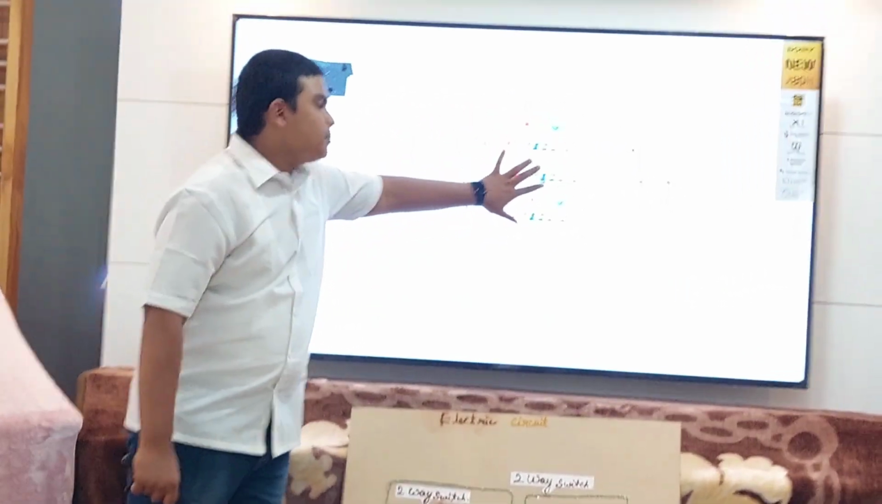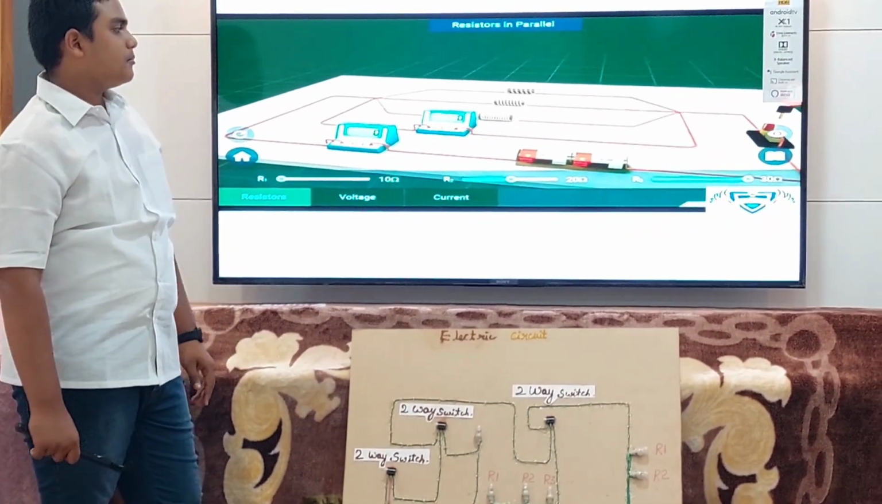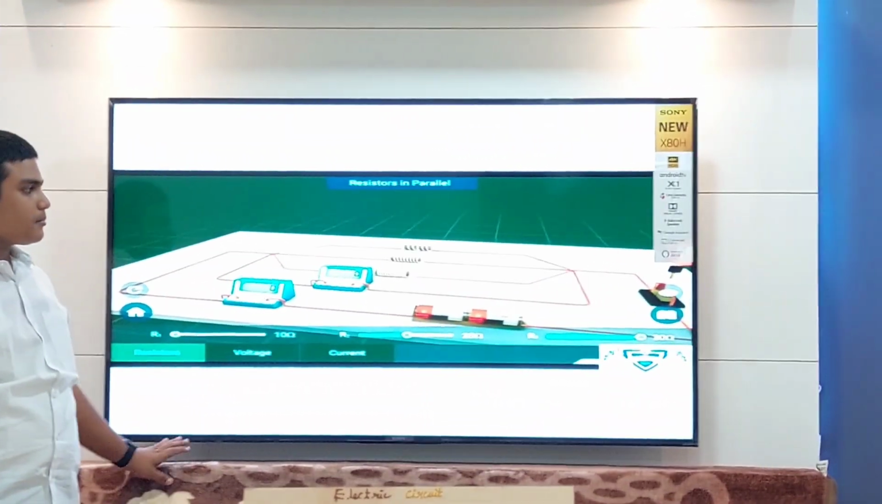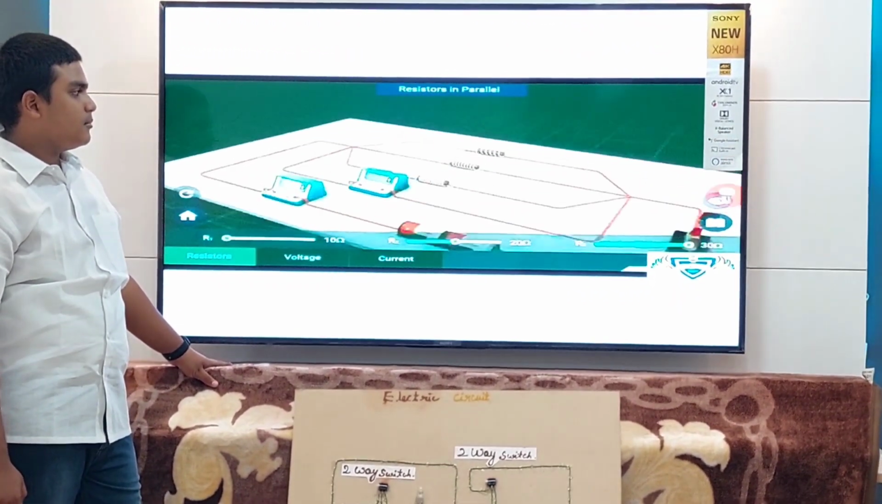This is all resistors in parallel. For a parallel circuit, what happens to the value of the voltage across each resistor and the current through each of them? Let's find out through this activity.